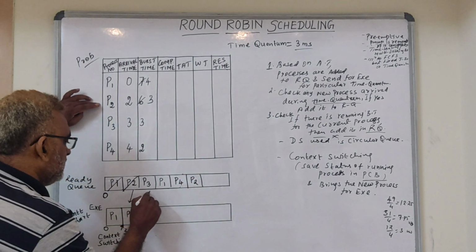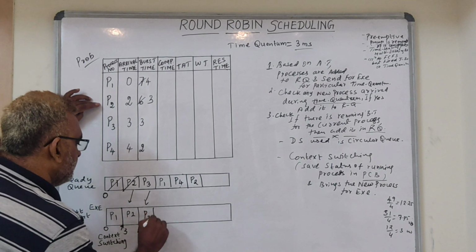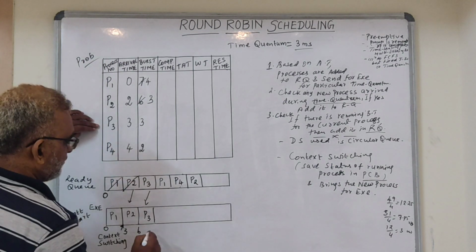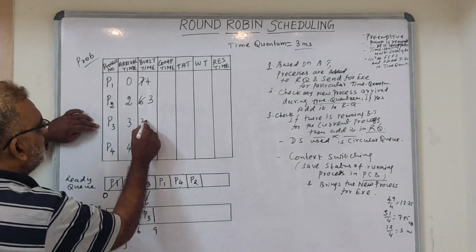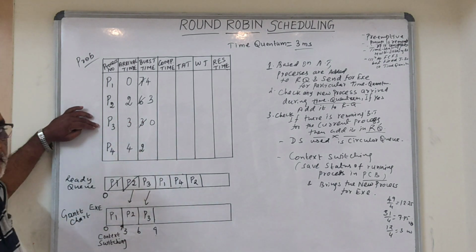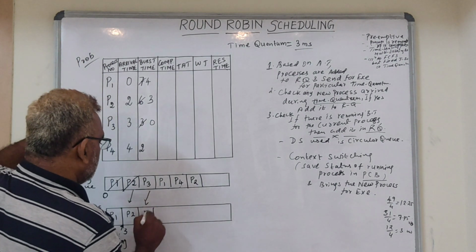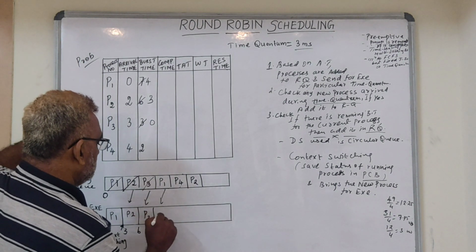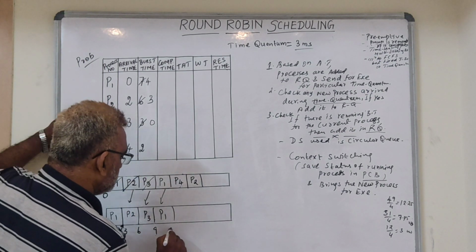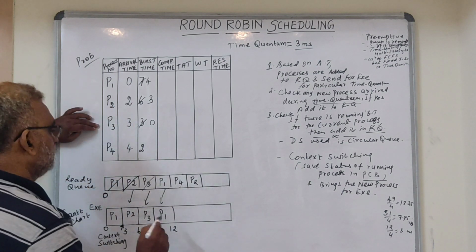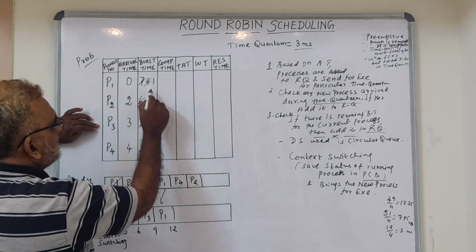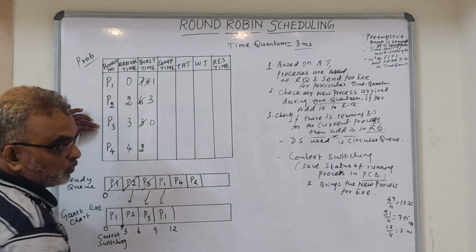Now get the next process, that is P3. P3 requires 3 milliseconds of time, so at 9 P3 is over. The remaining burst time for P3 is 0. Now we have to get the next process, that is P1. So P1 is loaded. P1 will take another 3 milliseconds, so it is 12. So 3 milliseconds are provided, but it needs 1 millisecond more.